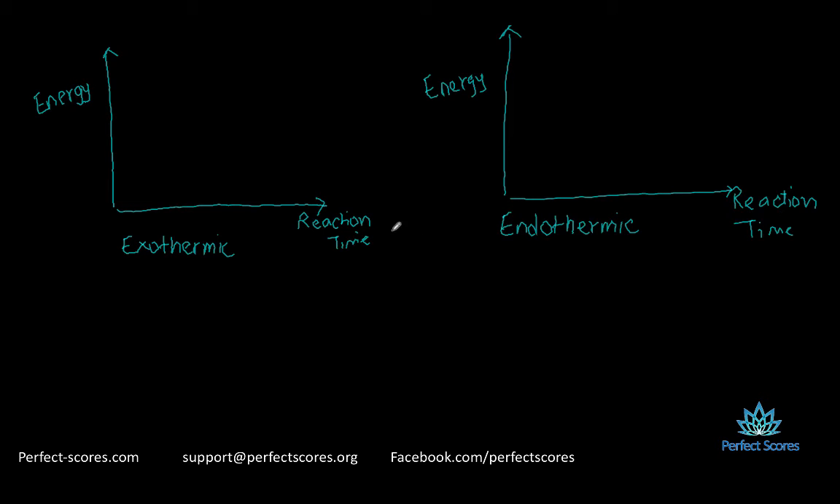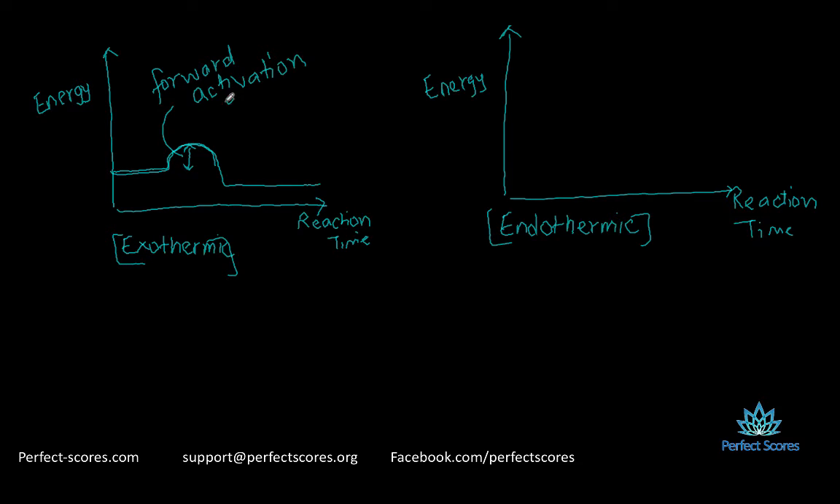So now let's have a look at how the activation energy of the exothermic and endothermic reactions looks. So these are our two graphs. One is for exothermic, and we have the reaction time and the energy, and the other one is endothermic with the reaction time and the energy. In case of exothermic reactions, this is the energy of the reactants. Okay, this is the forward activation energy. Now this gap over here is the forward activation energy to take the reaction in the forward direction.